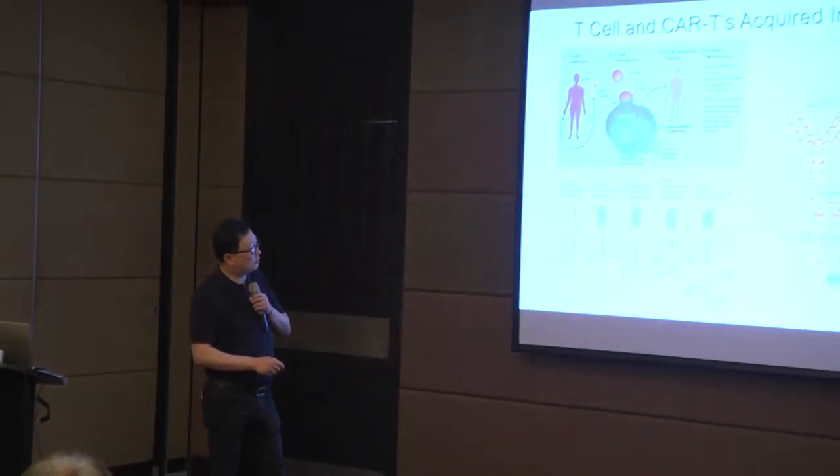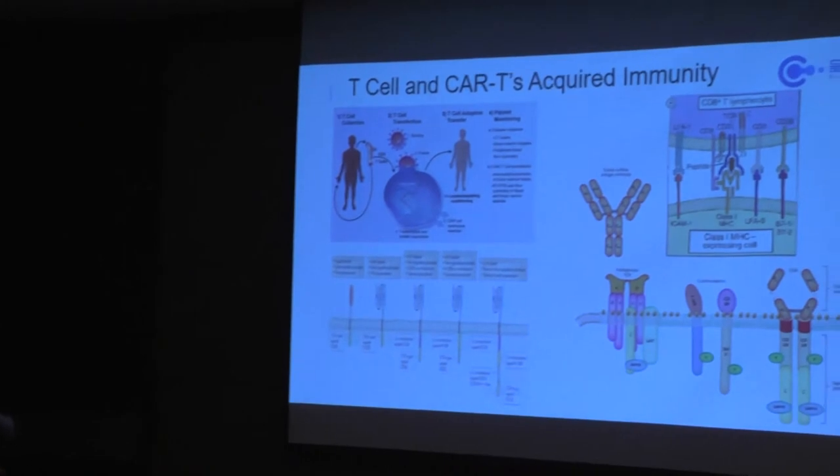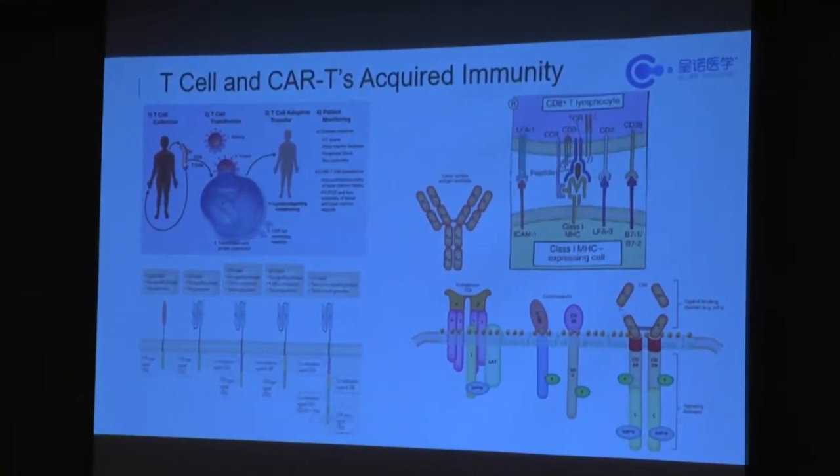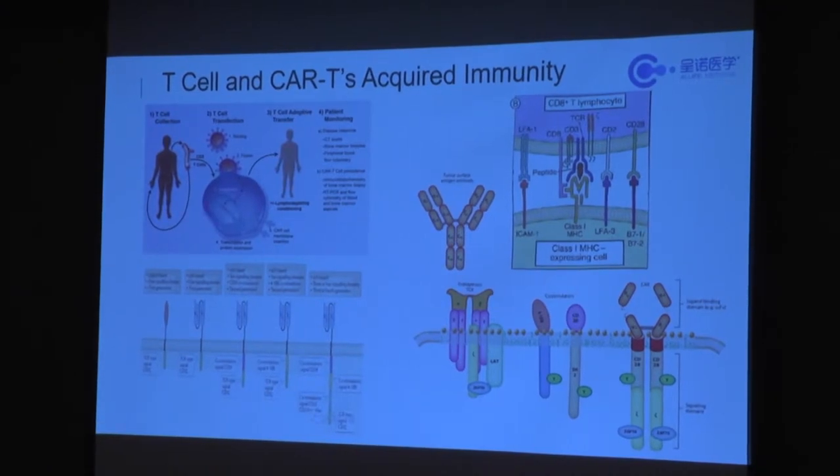But after CAR T appeared, it changed a lot. We know these are T cells and this is the tumor. Tumors have surface antigen, and these T cells have the TCR, which can combine with the antigen of the cancer. But so far, it's very difficult to predict what the right surface antigen is in the cancer. So no matter, we create something artificial.